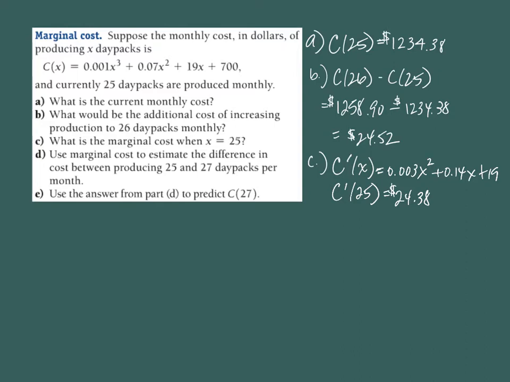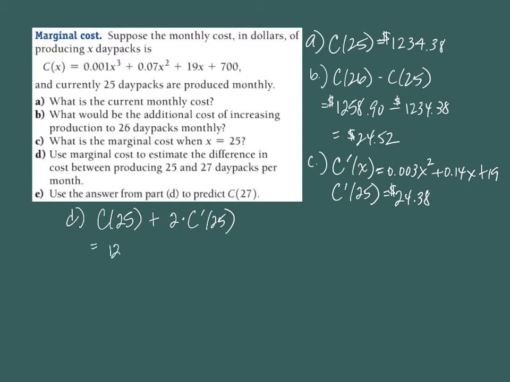Now, in part D, it says use the marginal cost to estimate the difference in cost between producing 25 and 27 day packs per month. So in this problem, we're going to use the cost of 25 day packs plus 2 times the marginal cost at 25. Because from 25 to 26 is approximately 24.38, and since it's close by, from 26 to 27 should be a similar additional cost. That's what we're going to calculate this up to be.